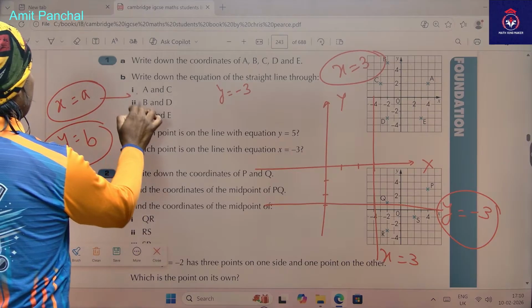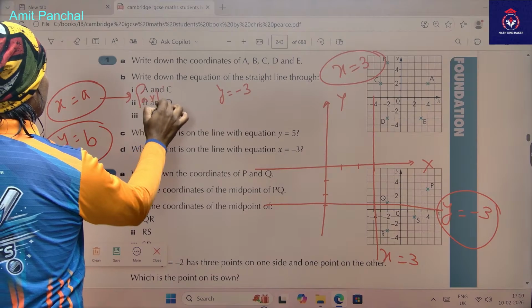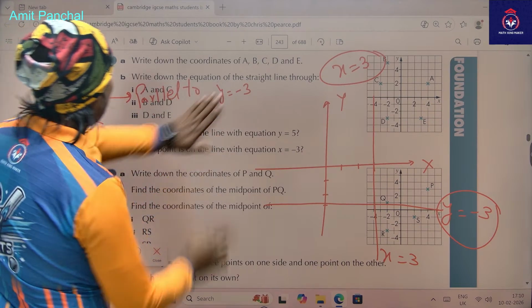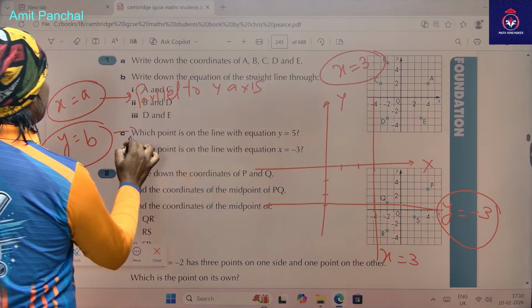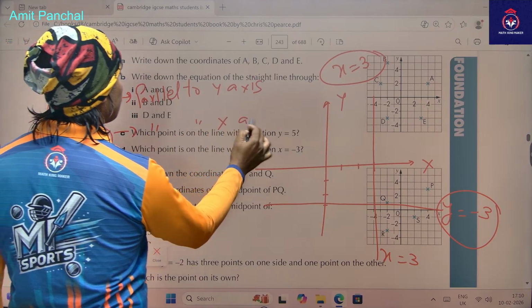Yes, sir. It is parallel to y axis, and that is parallel to x axis.